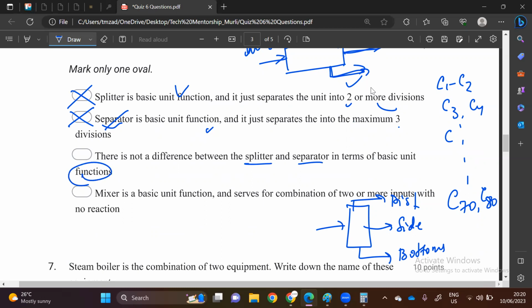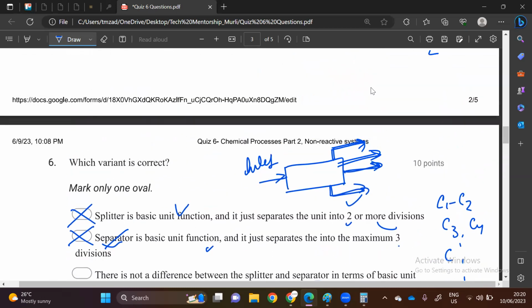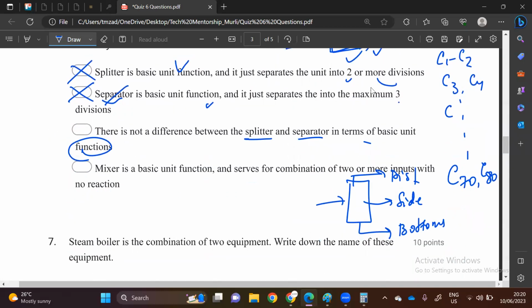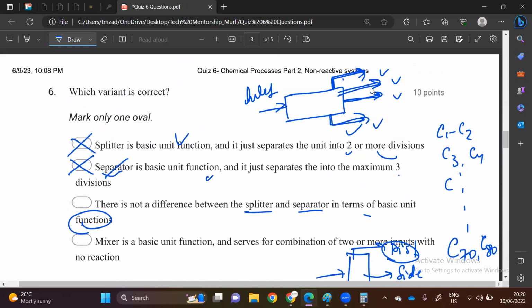So the thing is that in the splitter, there is no reaction occurring, and all the streams have the same composition. But in the case of a distillation column, the separator will always have different outlets, different compositions. That's why they are different. I believe it's asked about the false one. This will be C.